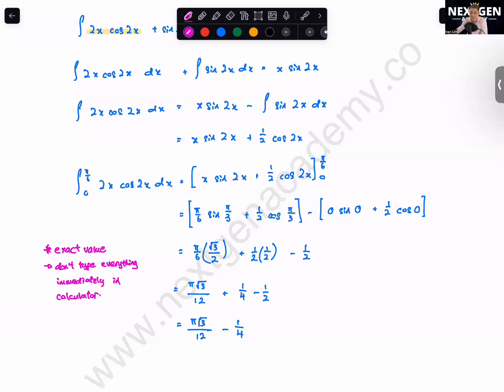There are limits, part of calculus. No, it's out of your syllabus already. Okay, limits. I know they taught you in integration, the first part. You don't need to know. They're all in college.